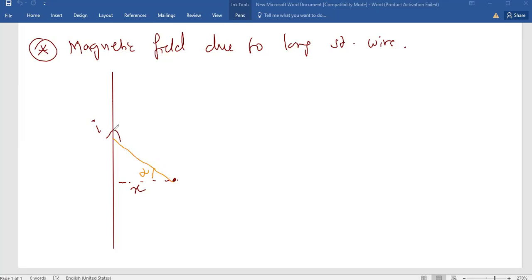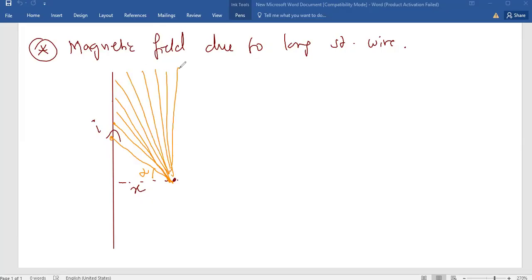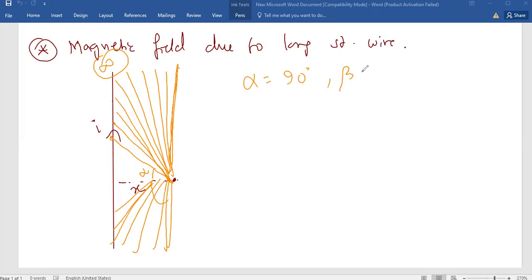Now you see, long means you just think about this one, this was our alpha. If you increase the length, alpha will increase. Maximum it can go up to 90 degree. When this part will become infinity, alpha will become 90 degree. So alpha is equal to 90 degree. Similarly, when this part goes up, beta will also be 90 degree, because it is becoming parallel, no?